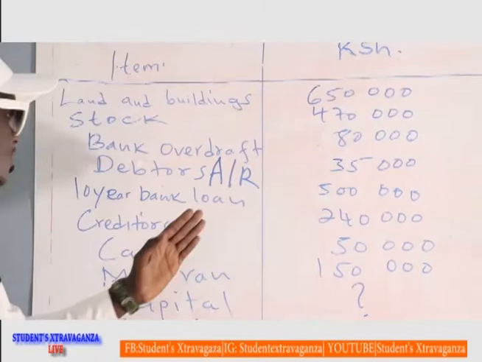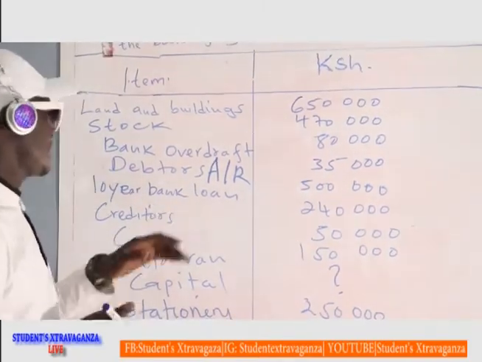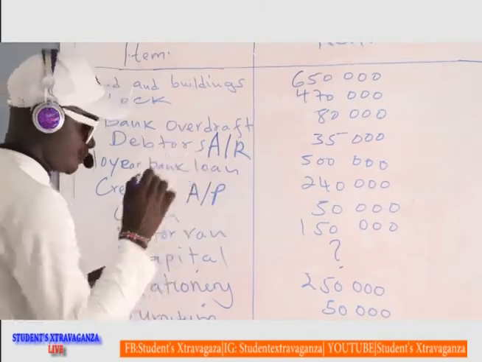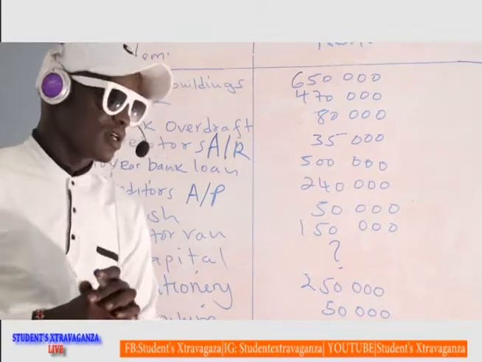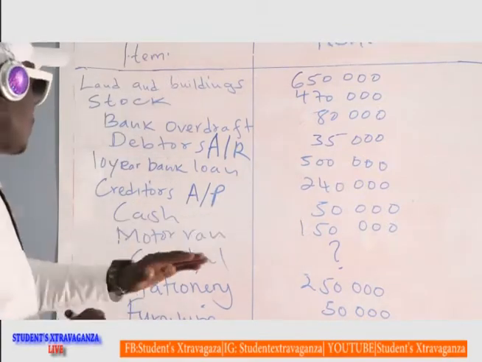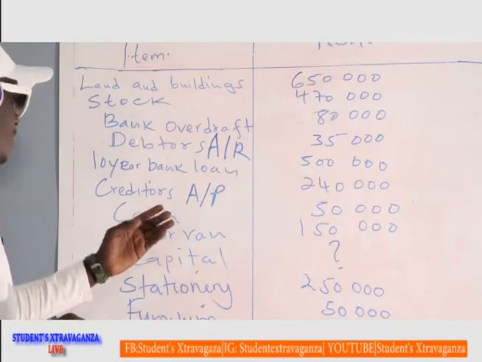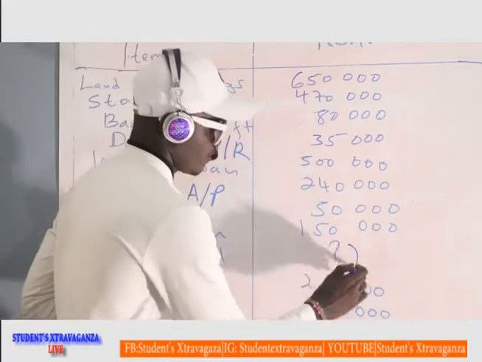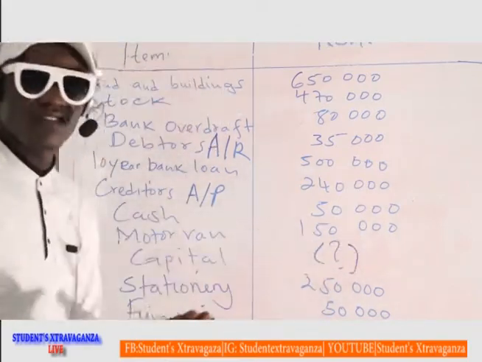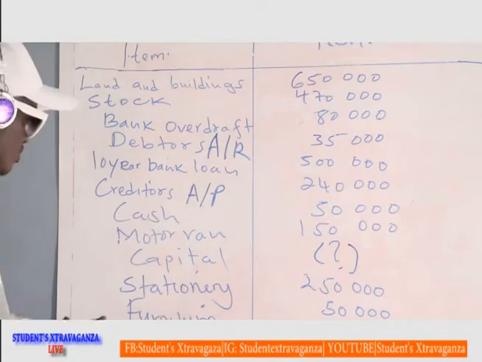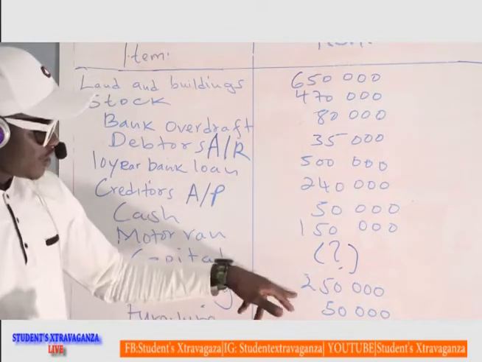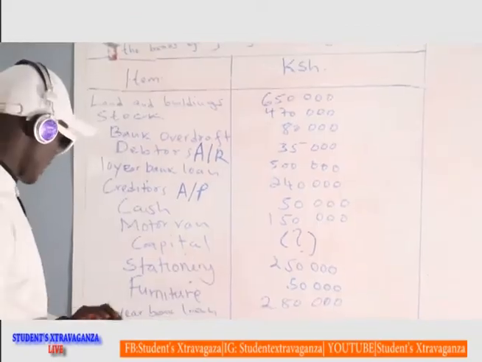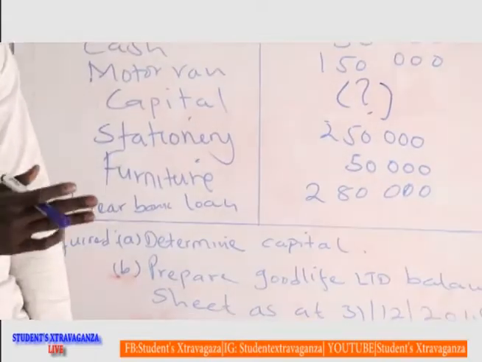10-year bank loan, 240,000. Creditors, also referred to as accounts payable. Accounts payables, 240,000. We have cash, 50,000. Motor van, 150,000. Then capital, we've not been provided with, so capital we don't have as far as our information is concerned. We have stationery, 250,000. We have furniture, 50,000, and lastly, 1-year bank loan, 280,000.